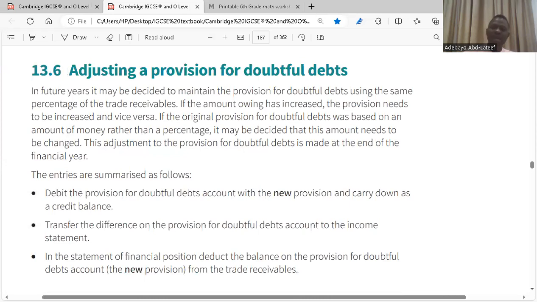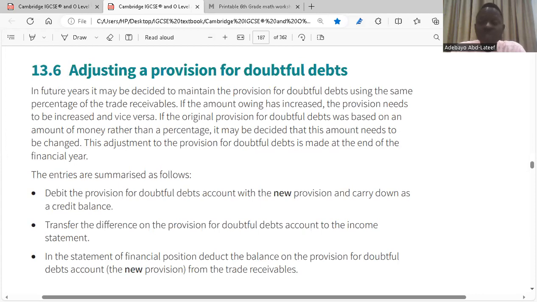Now adjusting. In future years, it will be decided to maintain the provision for doubtful debt using the same percentage of trade receivables. If the amount owing has increased, the provision needs to be increased and vice versa. So if the total value of your trade receivables does not increase, you don't have to increase your provision for doubtful debt.